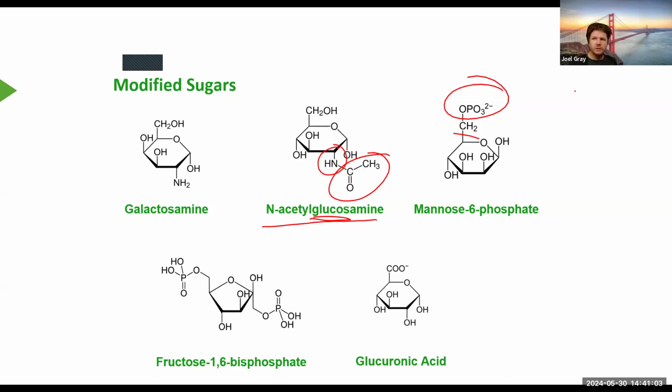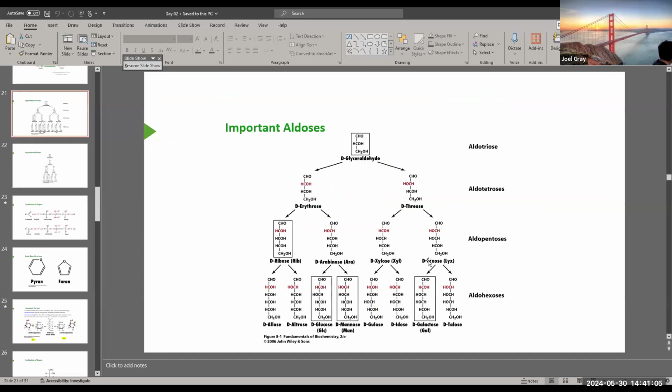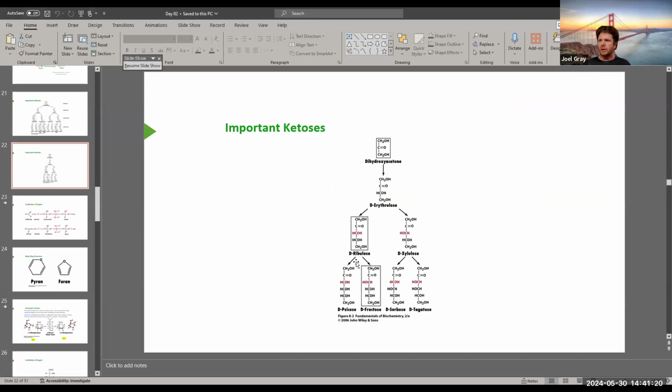Here are the 5 aldoses that I want you to know. Glyceraldehyde, ribose, galactose. Oh, mannose, I apologize. Mannose is one and galactose is the other one. Okay, so those 5, the ones in squares. And then ketoses, there's a handful of ketoses, 3 ketoses that I want you to know as well.